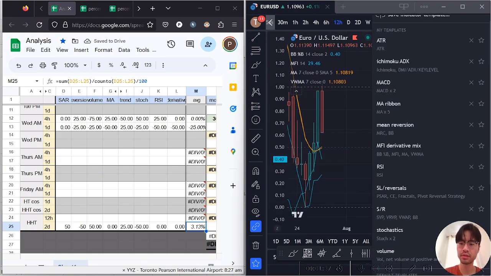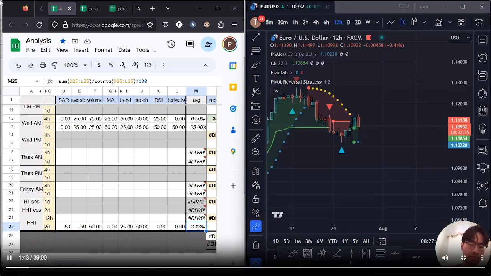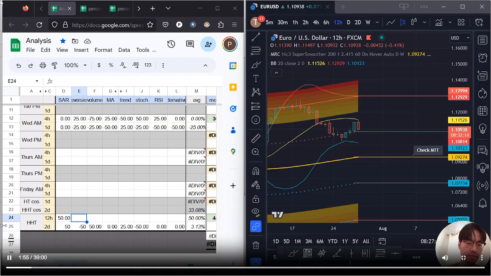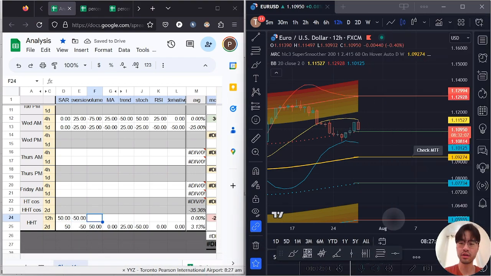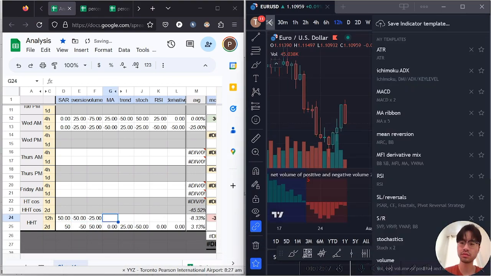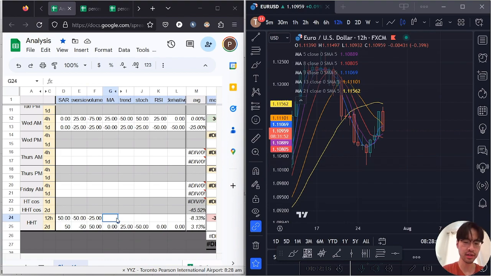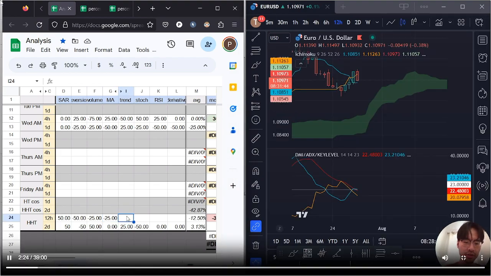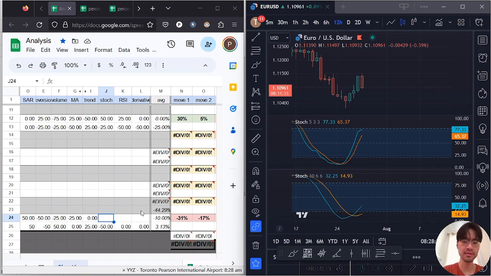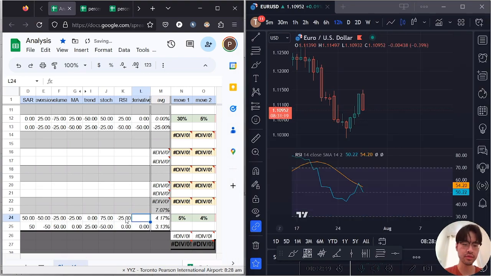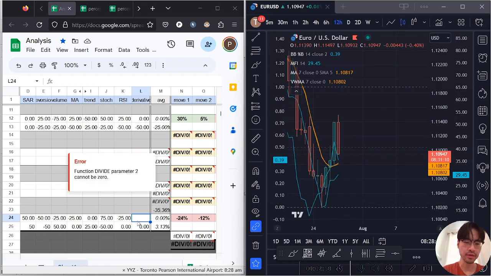On 12-hour. Reversals, give it a 50. Inversion, give it a negative 50. Volume, give it a negative 25. MACD, give it a negative 25. And give it a 0. Stochastics, give it a 25. RSI, give it a negative 25. Derivative, 0, I would think.